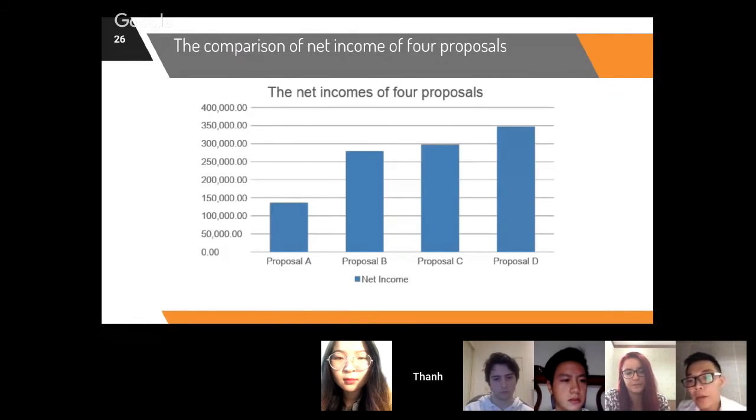According to the given diagram, we can see that proposal A generated the lowest income, just under 150,000, as opposed to proposals B, C, and D that roughly yield a net income of 280,000, 285,000, and 347,000 respectively. So proposal D is the most profitable one.